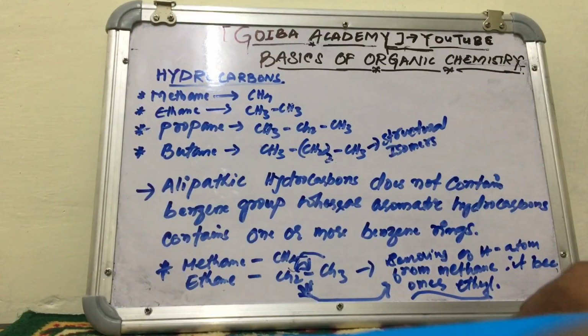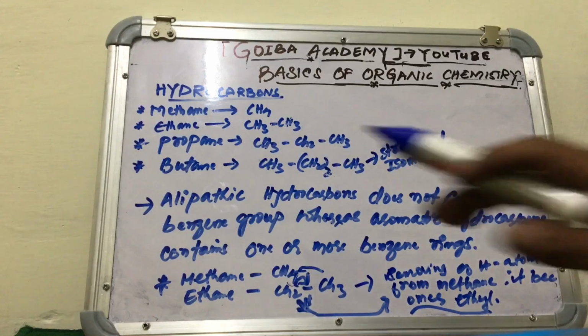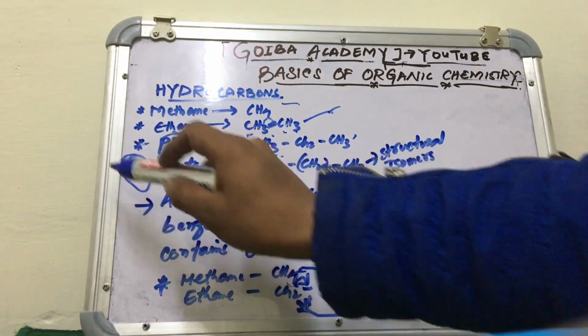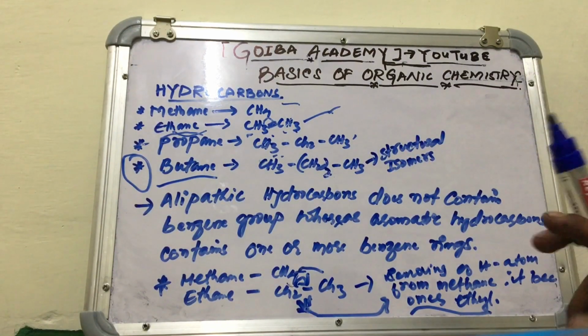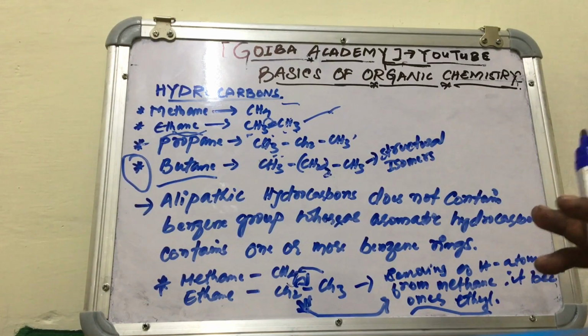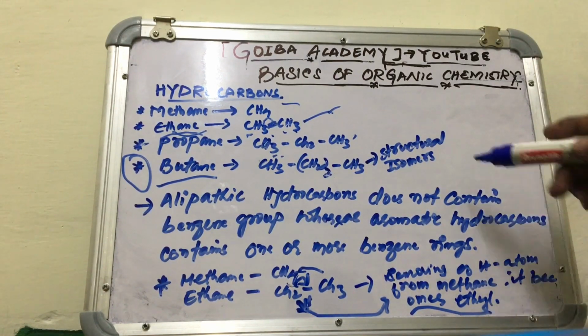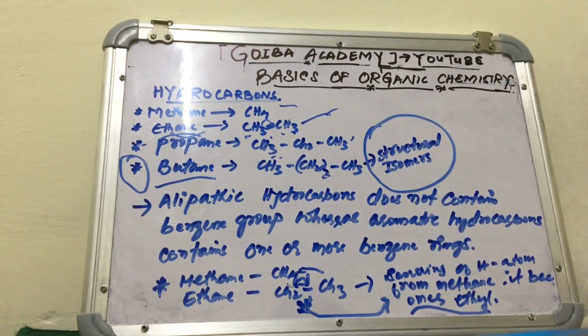As I was saying, carbon always makes bonds with 4 hydrogen atoms, and that's why we call it methane. There is a special case in terms of butane. Butane has two structures, and these are called structural isomers, as I have written here.